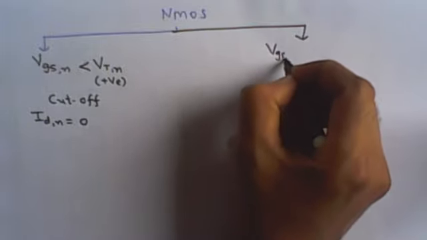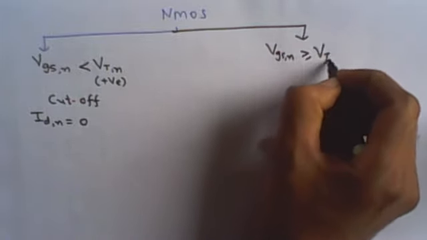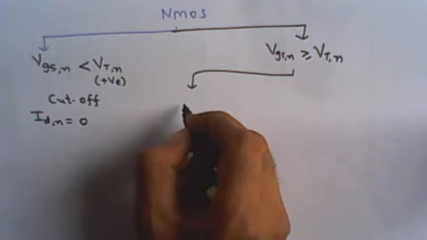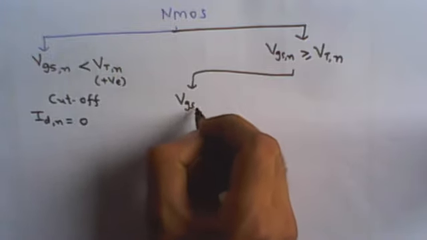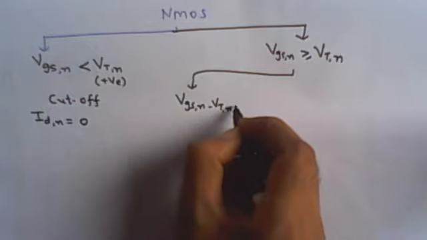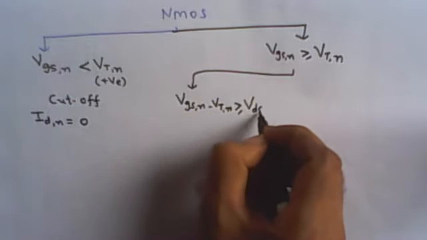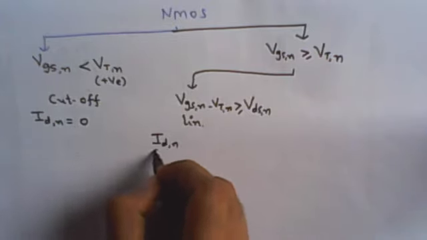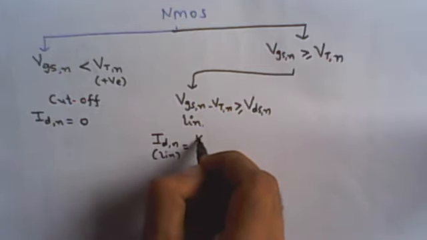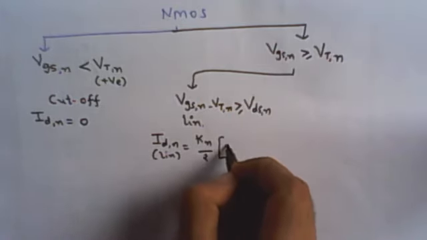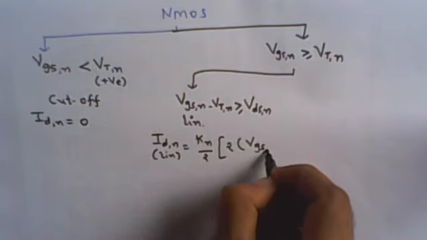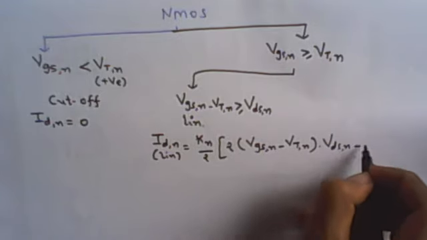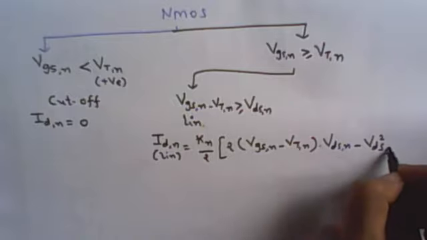Whenever the VGS of n is greater than or equal to VT of n, then it operates in either the linear region or saturation. For the linear region, the condition is: if VGS of n minus VT of n is greater than or equal to VDS of n, then it operates in the linear region, and we know the linear ID current is defined as transconductance Kn by 2 into 2 times (VGS of n minus VT of n) into VDS of n minus VDS of n square.